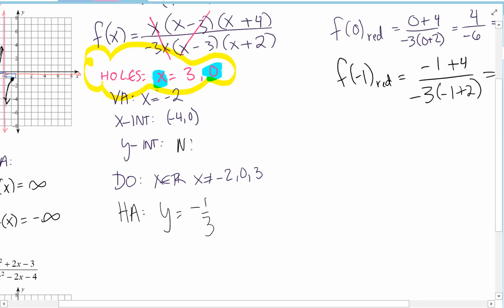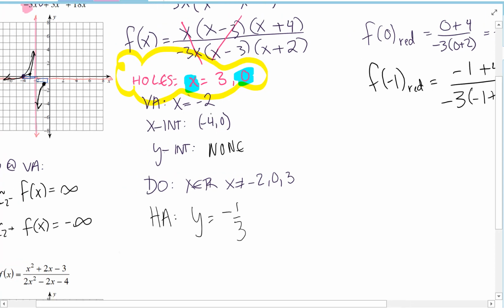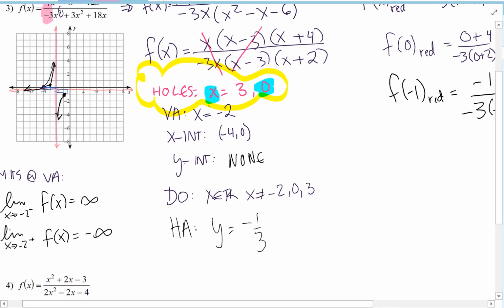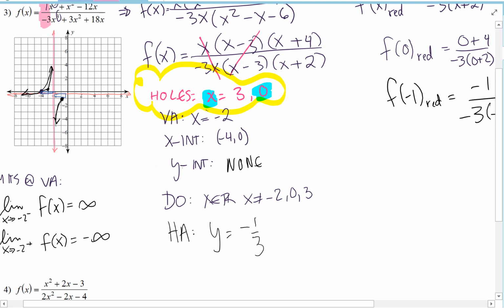So in this case, we have no y-intercept. And I hope that did not throw you off too much, but sometimes you'll have that, where you have a number that pops up as a hole and an intercept, or a hole and an asymptote. It can't be both, okay? So we have to make sure we've looked out for everything. So we do have a hole at 0, and we do have a hole at 3.